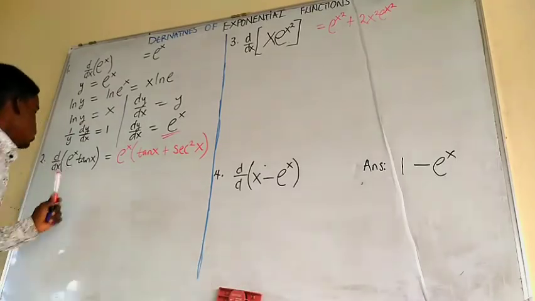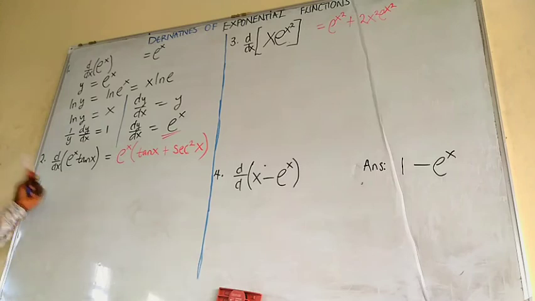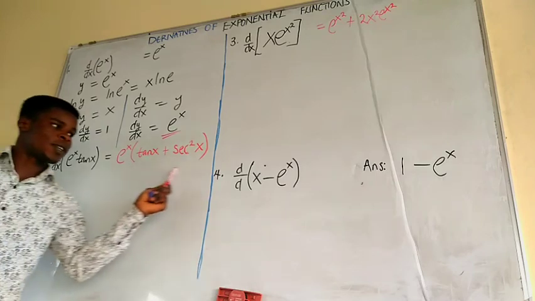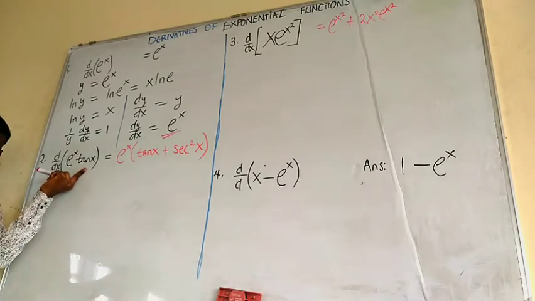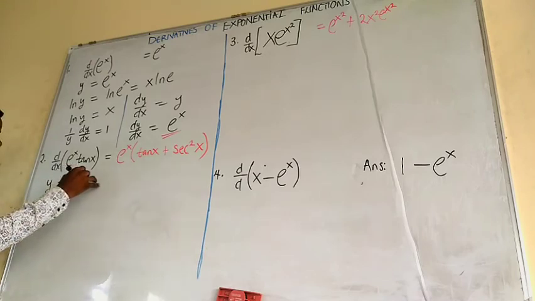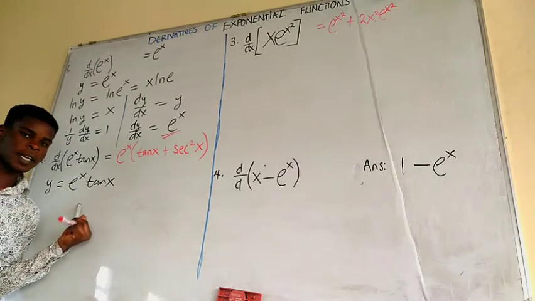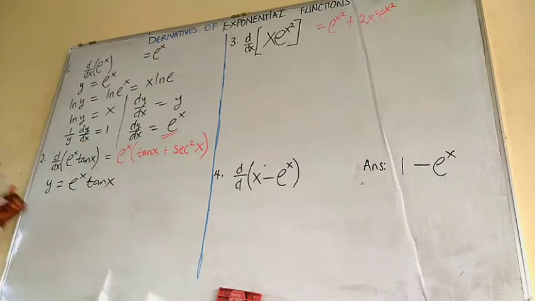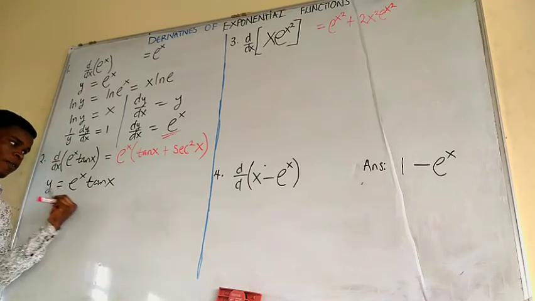We have to differentiate e to the power x times tangent x with respect to x. And this right here is the answer. Let's just get on with it. Now observe that here we are having a product. So if you call this y equals e to the x times tangent of x. Okay, like this, alright? Then I'll go ahead and say, since on the right hand side we're having a product, let's just go ahead and find the derivative of y with respect to x.